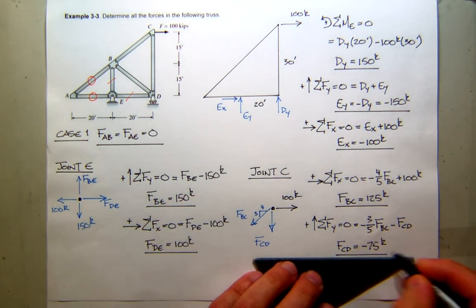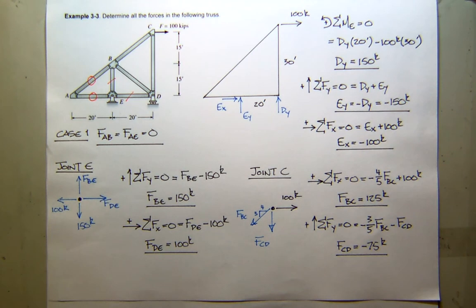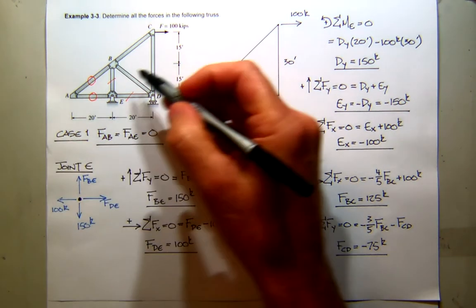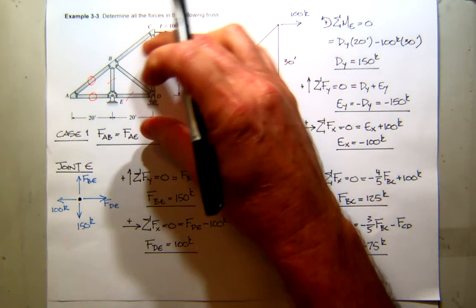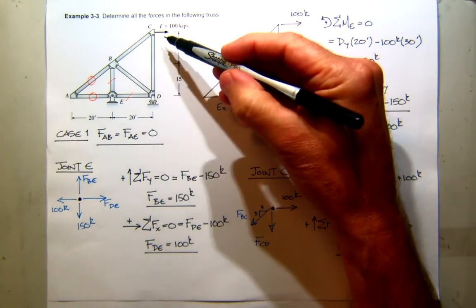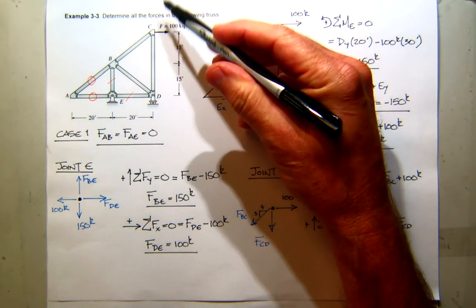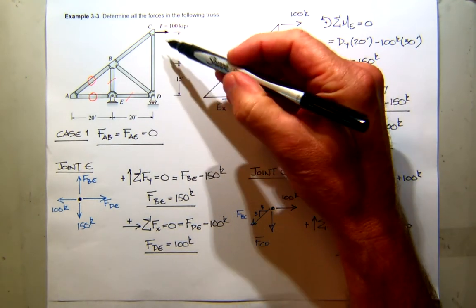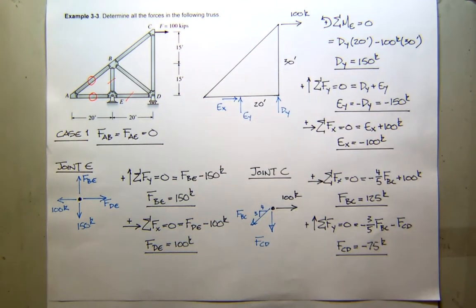So CD is the only compression force in here. And that kind of makes sense too. As you pull this to the right, the whole structure is trying to rotate clockwise. It makes sense that C would not go up. It would probably try to move down, and that would compress CD.